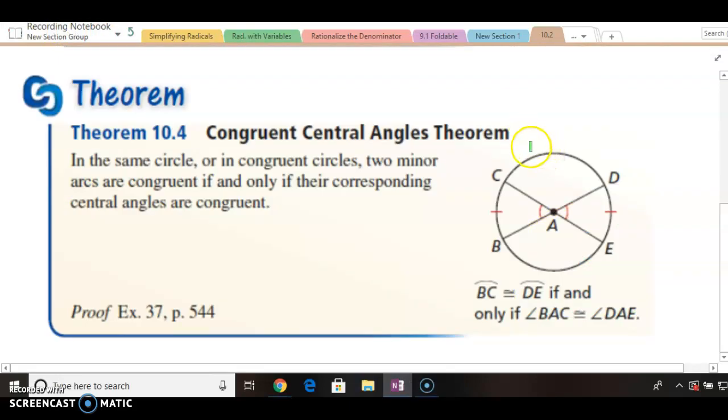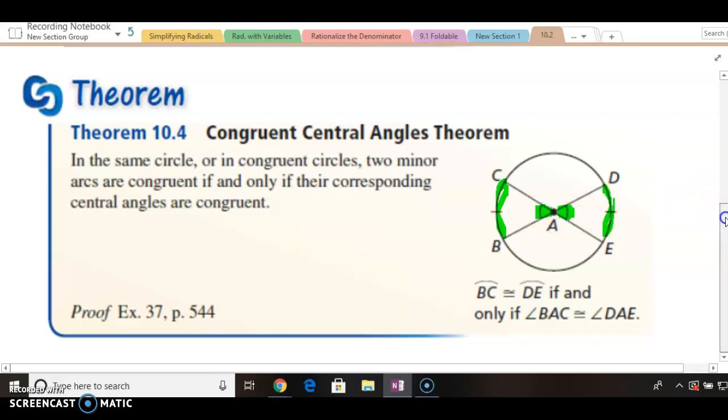All right, guys, we have a couple theorems here. This first theorem says, in the same circle or in congruent circles, two minor arcs are congruent if and only if their central angles are congruent. Because this angle and this angle are congruent, that means that this arc and this arc have to be congruent. Likewise, if we just knew the arcs were congruent, that would mean that the central angles are congruent.